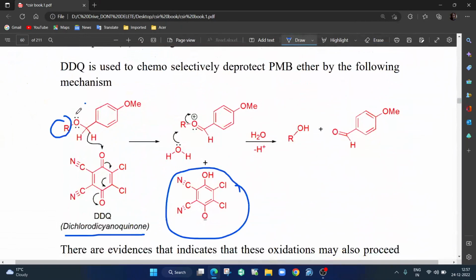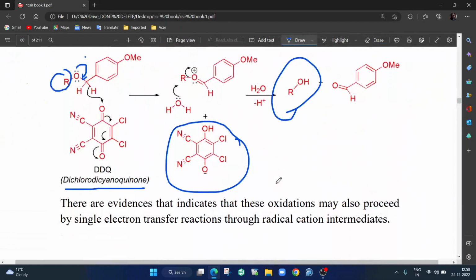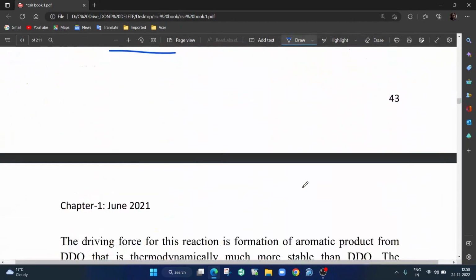So, this goes and attacks here, this arrow is missing, this goes and attacks here and this goes and attacks here, this comes here, this comes here and you are getting this, right. And then water in the workup will go and attack the carbohydrate, this leaves, and that is how you get your carbohydrate back. So, thus the answer is option C. There are some indications that DDQ works by single electron transfer, but yeah, DDQ is the answer.